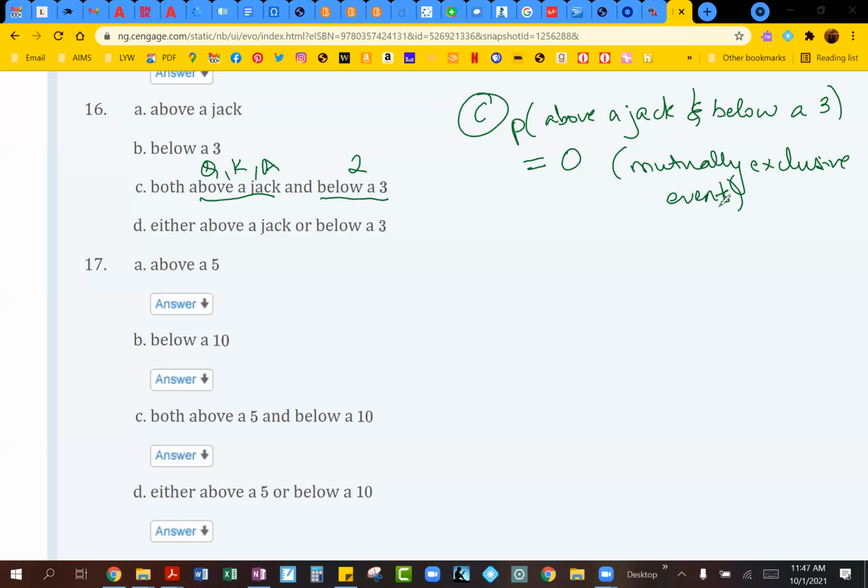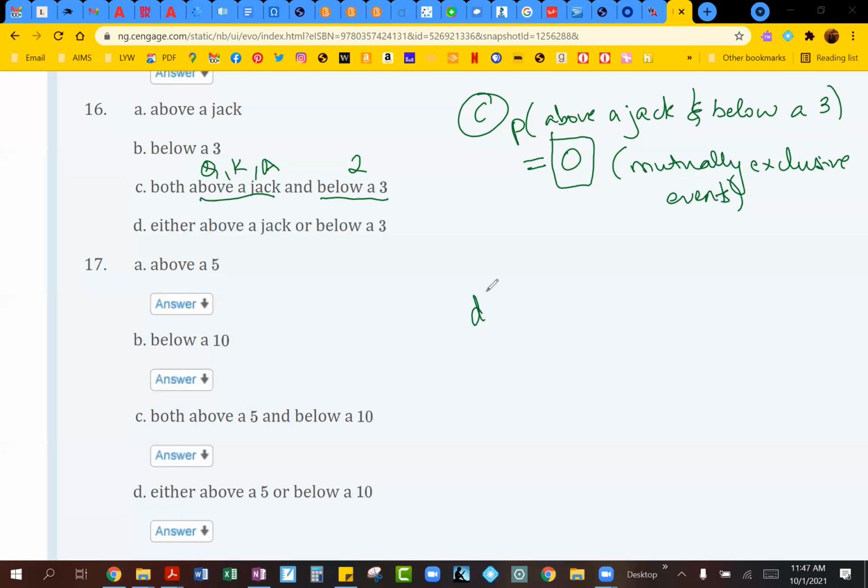So it does get a little bit tricky, because like you guys did, you added the answers from part A and part B. But when you really start thinking about what card will actually fall under both of these categories, you realize there's actually nothing. And that's why your probability comes out to be 0.